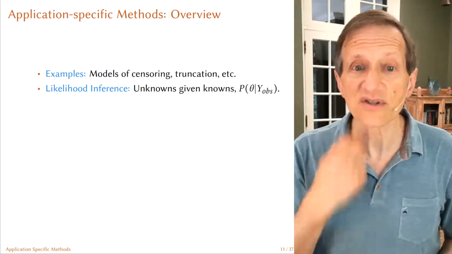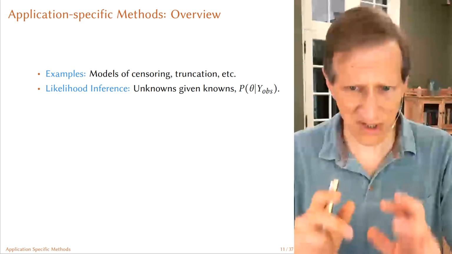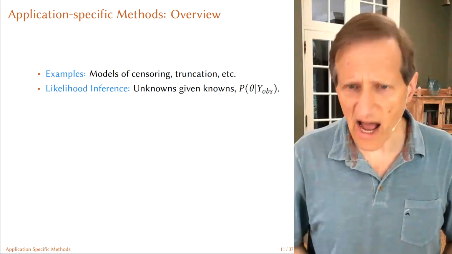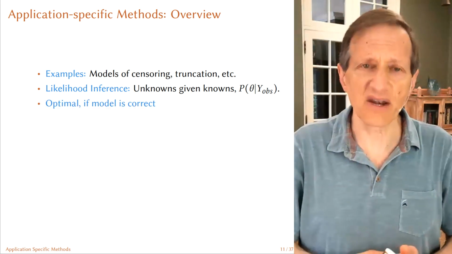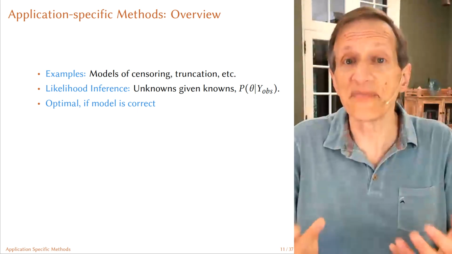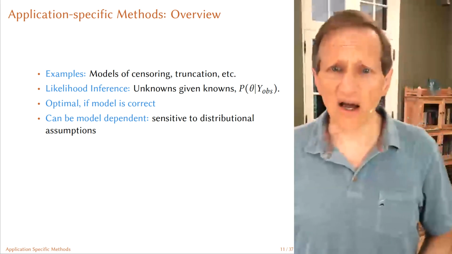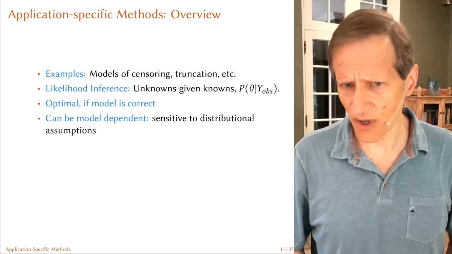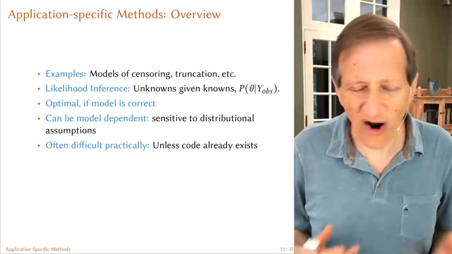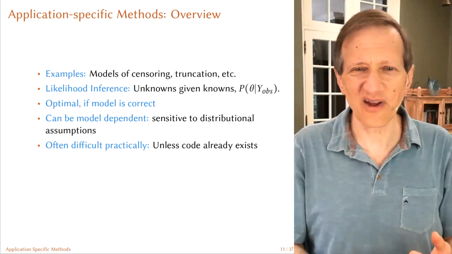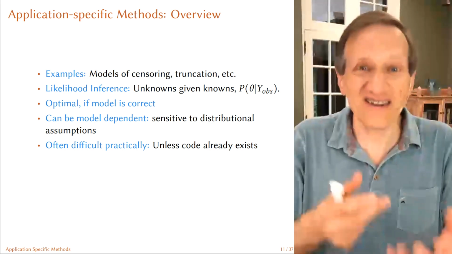There's likelihood inference, which is unknowns given knowns. And so it's the probability of some parameter theta given y-obs, given the observed values in the data. This is optimal if the model's correct, right? Because at least according to the likelihood theory of inference, obviously you should use the likelihood function. It can be model dependent because it's sensitive to distributional assumptions. It's often difficult practically. I mean, it's not that hard. We did it for the exponential censored duration model, but we have to do it for every model, right?